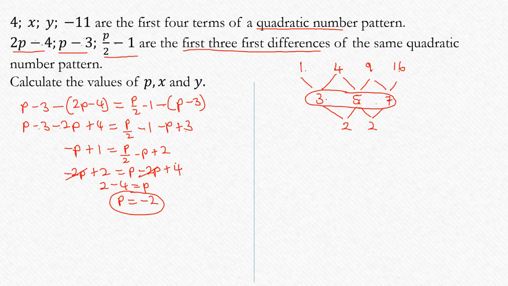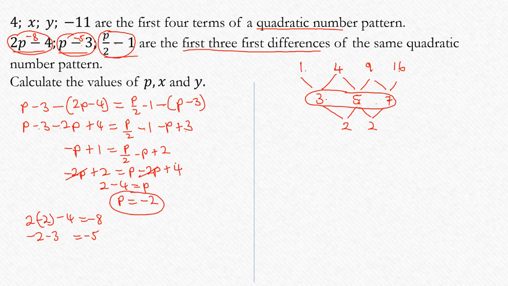So now we can get these values here. See that? Okay, let's just do that. Let's get those values. So the first one will be 2 times negative 2 minus 4 is equal to negative 8. That's the first one there. So it means this one is negative 8. And then p, it becomes negative 2 minus 3, which is equal to negative 5. So this one is negative 5.